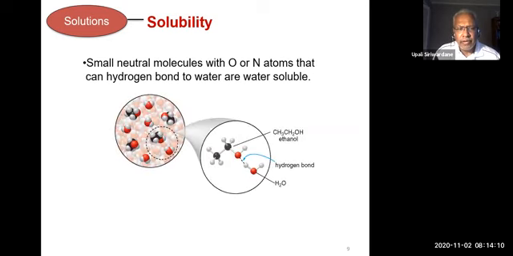Ethanol in this picture is dissolved in water. The OH group in the ethanol molecule can hydrogen bond to water dipoles, making a hydrogen bond between the hydrogen of the water molecule and the oxygen dipole of the ethanol molecule. Ethanol can hydrogen bond to water, as I explained here.